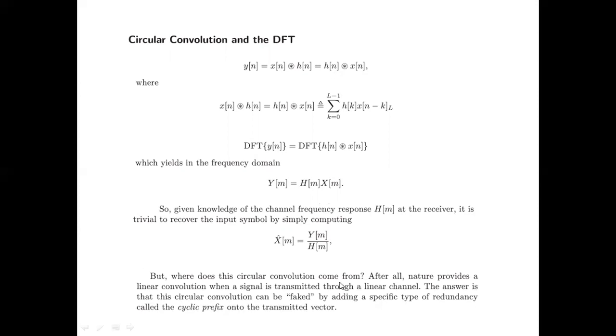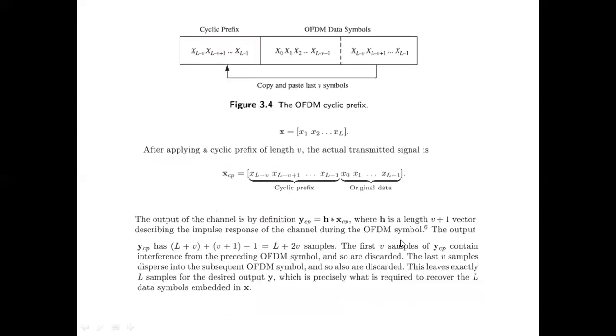What actually happens in the channel is linear convolution, because the channel is linear. So what we have to do is fake the circular convolution by adding a specific type of redundancy, called a cyclic prefix, onto the transmitted vector. What is that? Let us see what we are talking about.